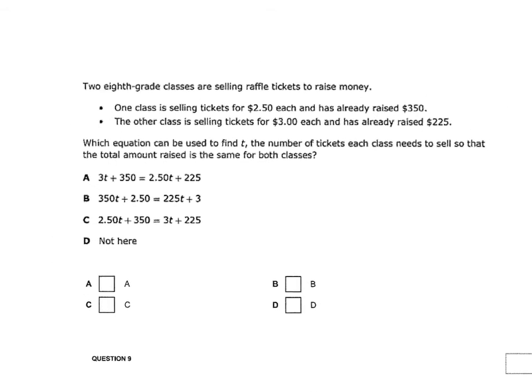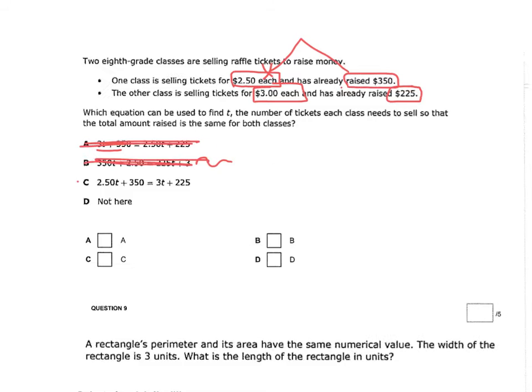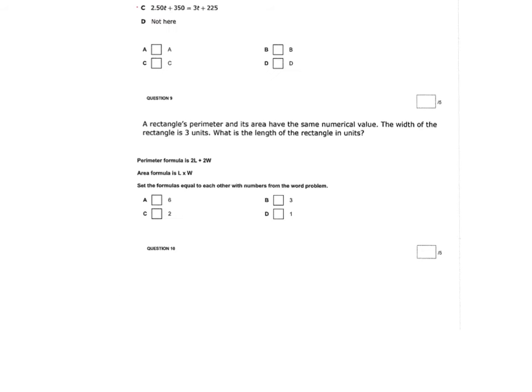This one is the same. You're just matching the numbers they give you to the equation and the answer choices. One class is selling tickets for $2.50 each, and they already have $3.50. The other class is selling tickets for $3 each, and they've already raised $2.25. Okay, so $2.50 and $3.50 should be on the same line. So already A is out, and B is out because $2.50 is where the x should be. So it has to be C.